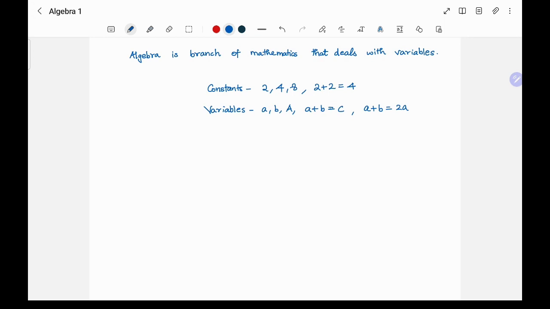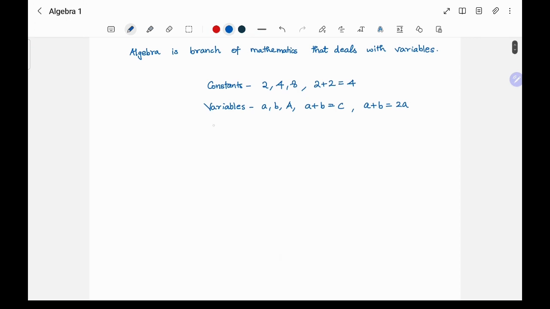We would have also seen this earlier while solving equations and also in geometry, right? Coordinate geometry, we would have seen the x-axis and y-axis, equation of a line. So everywhere we use variables and it falls under algebra.